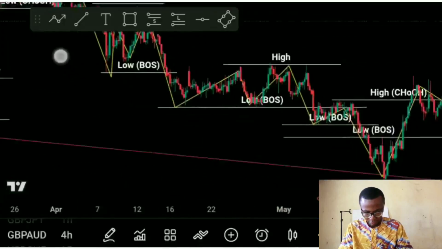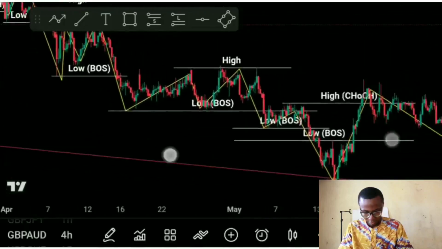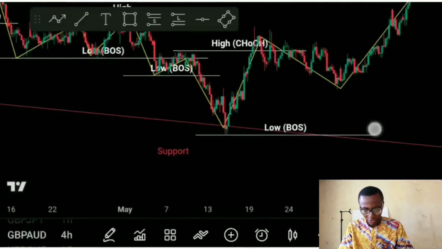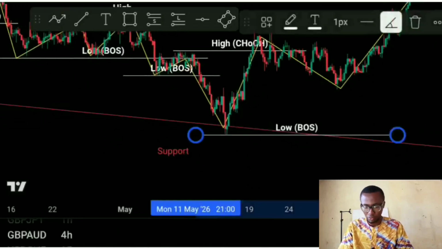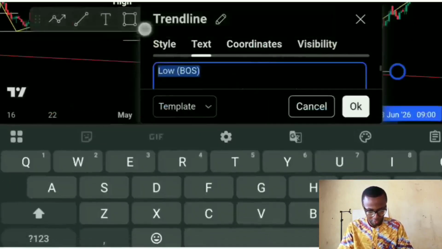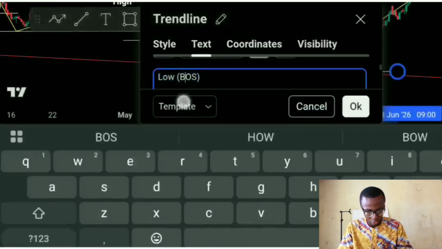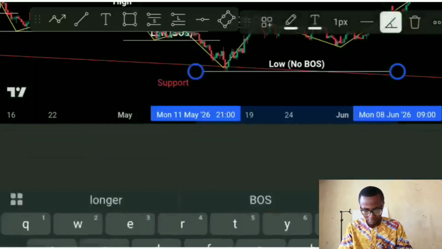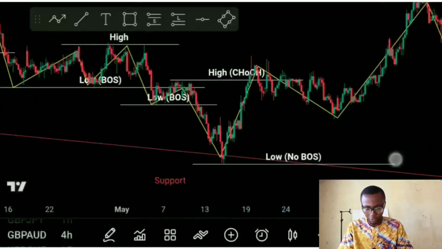Let me drag it. No change of character in this low. Look at the low. Nothing was broken here. Are you seeing how it's empty? So I'll just name it no break of structure, right? So there was no break of structure. We were expecting break of structure, but there was no break of structure here.